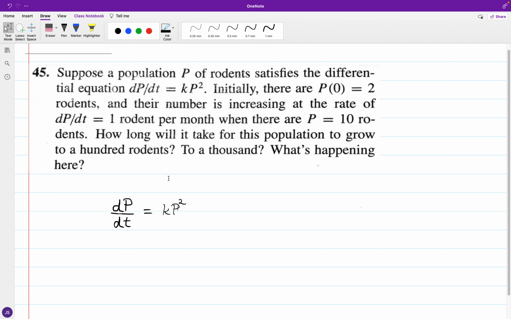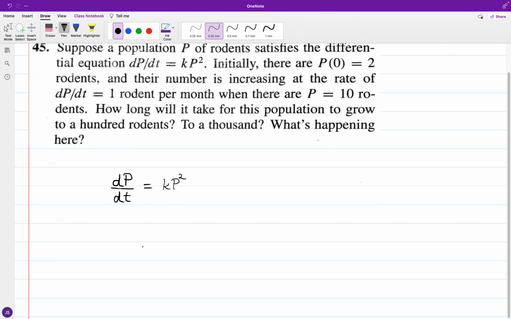Okay, for what we have in number 45, we have posed the situation where, suppose a population P of rodents satisfies the differential equation dP over dt is equal to kP squared. Initially P of 0 is equal to 2 rodents, and their number is increasing at the rate of dP over dt equal to 1 rodent per month whenever the population reaches 10 rodents. Under the conditions, how long will it take for this population to grow to 100 rodents and then to 1,000? And finally, what is happening here?